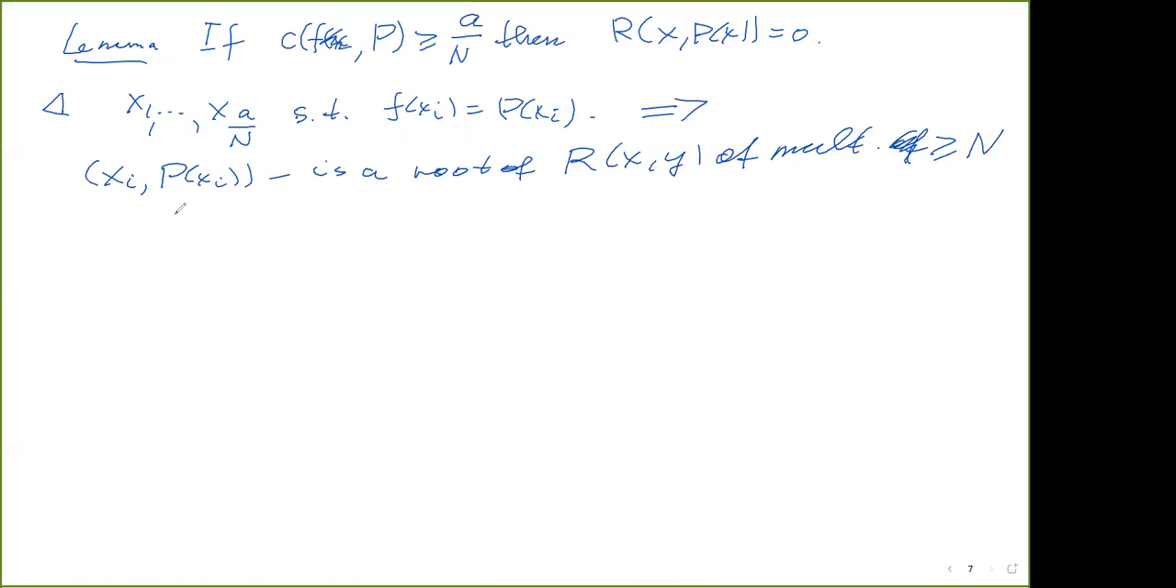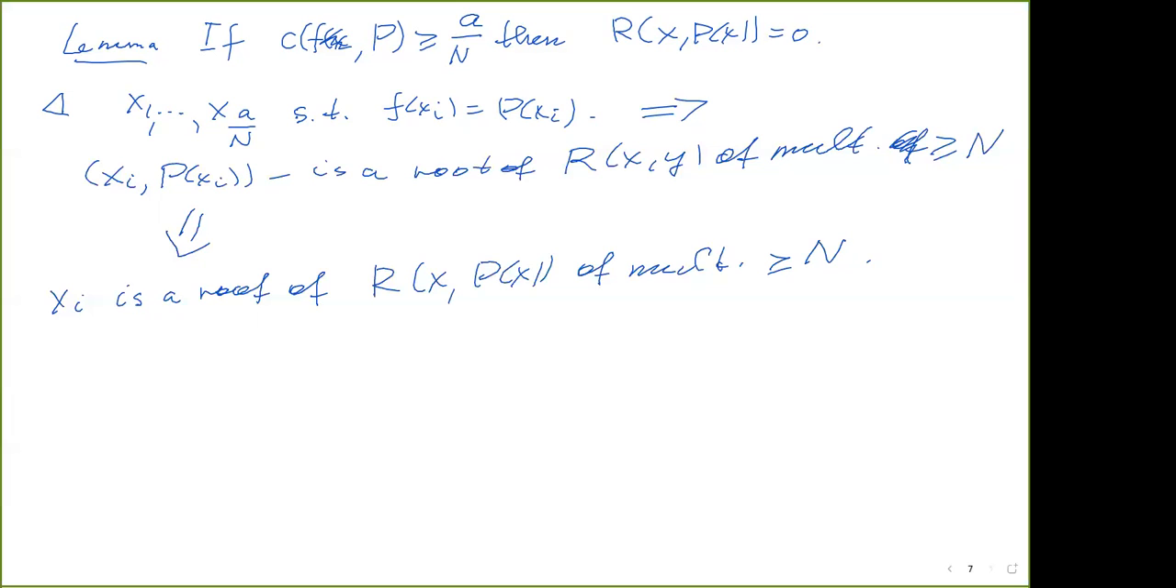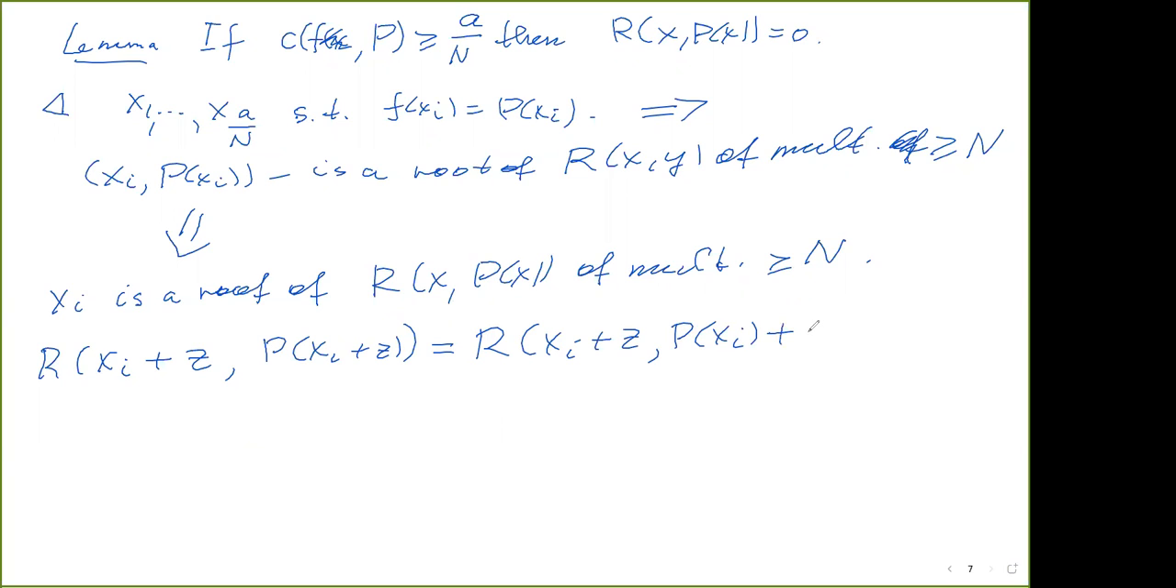And this implies that xi, already without the second component, is a root of R of x, p of x of multiplicity at least n. Indeed, if we consider the polynomial R of xi plus certain z, p of xi plus z, we need to show that it has no monomials of degree less than n. But this may be expressed as R of xi plus z, this is a polynomial of z, P of xi plus z times certain polynomial q of z.